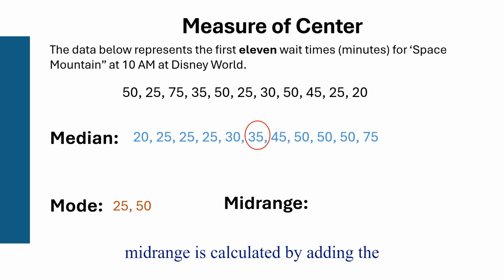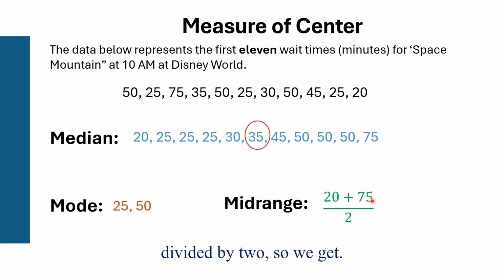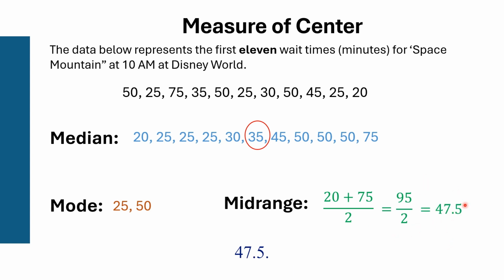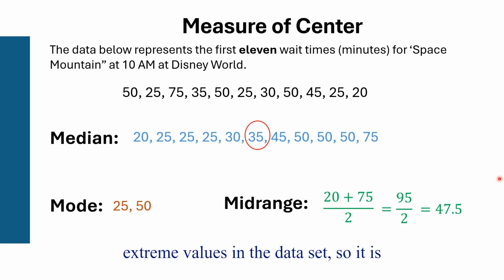The mid-range is calculated by adding the minimum plus the maximum and dividing by 2. So we get 95 over 2, which is equal to 47.5. While the mid-range is very easy to compute, it has limitations. The mid-range is very sensitive to extreme values in the data set, so it is not resistant to outliers. As a result, it's rarely used in practice.